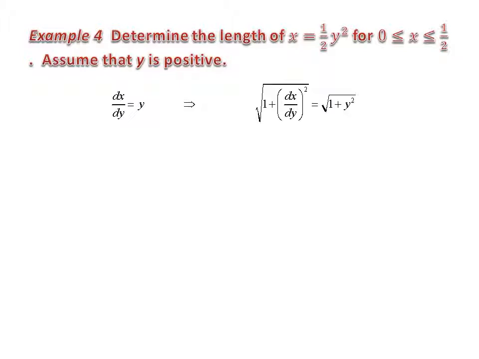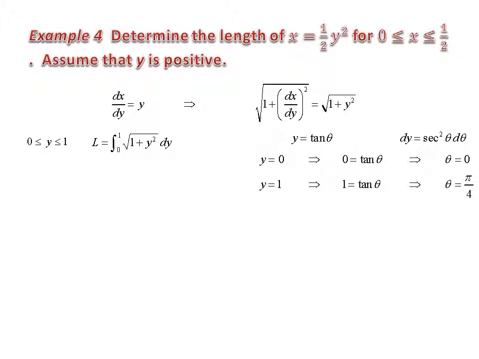The derivative and square root will be then... So we just take the x and plug into the equation. We were given x limits and we will need y limits for the L. With the assumption that y is positive, they are easy enough to get. So we can get L equal to the integral from 0 to 1 of the square root of 1 plus y squared dy.